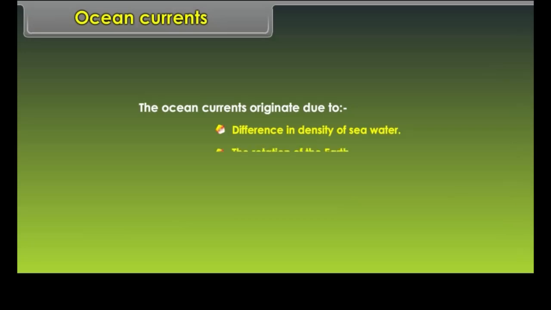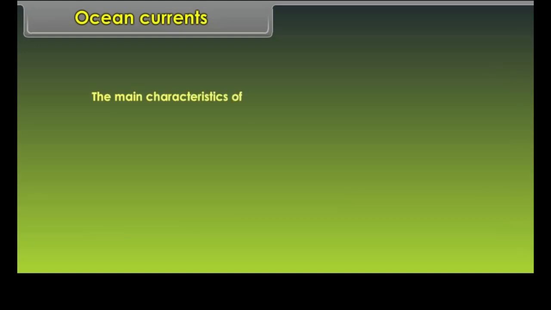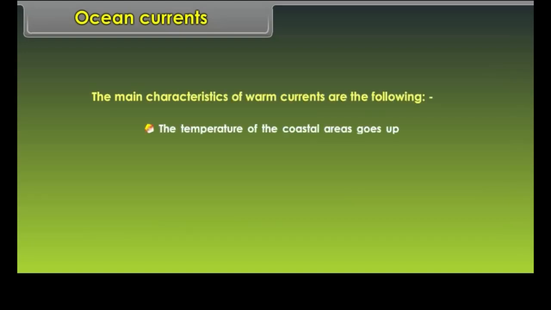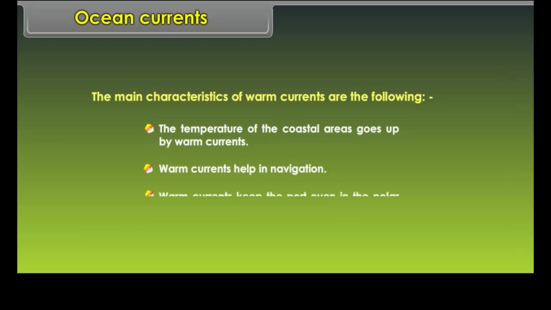The ocean currents originate due to difference in density of sea water, the rotation of the earth, and the planetary winds. The main characteristics of warm currents are the following. The temperature of the coastal areas goes up by warm currents. Warm currents help in navigation. Warm currents keep the port, even in the polar region, free from ice.